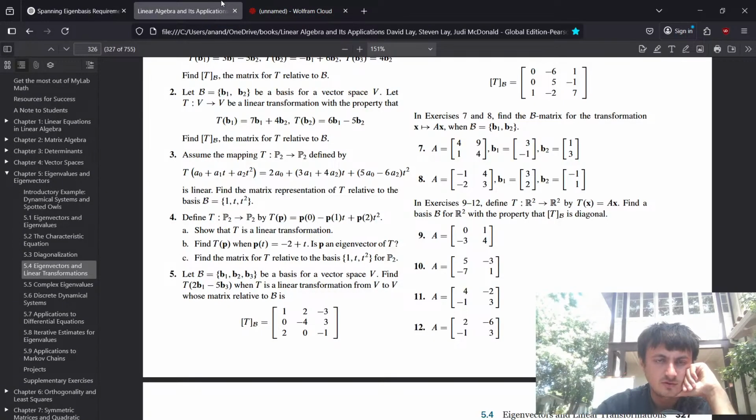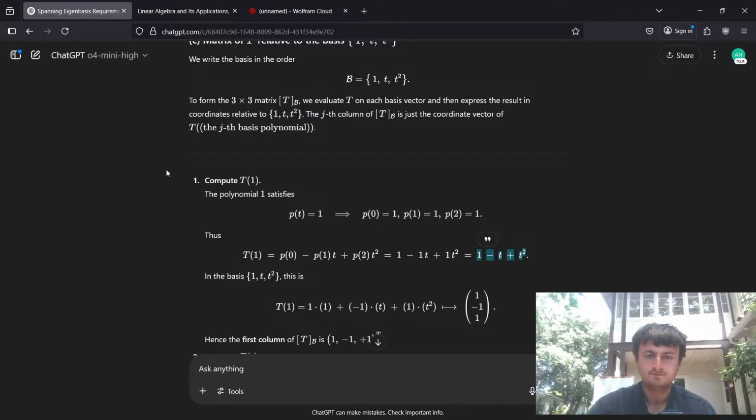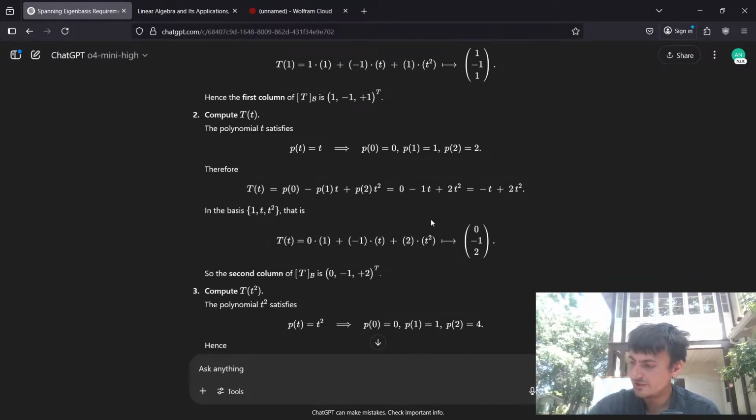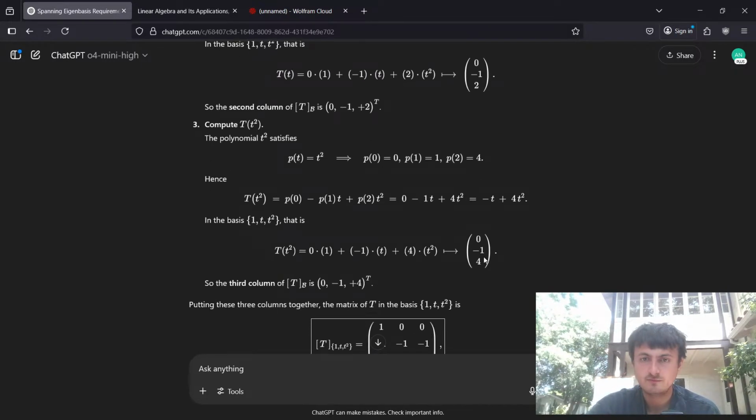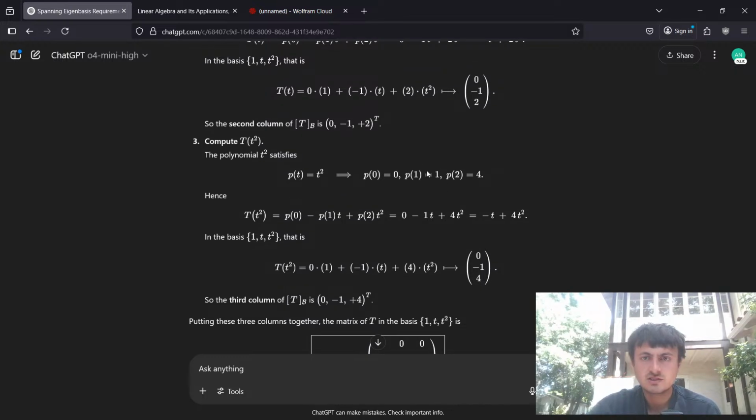How did we do this wrong? 1 replaced with 2 is just 1. Okay, yeah, so that was just a little mistake. And then here, 0 minus 1, 2. That's correct. And then I did this one wrong as well. So t squared replaced with 2, you're going to get 4. Oh yeah, p of 0. Oh yeah, okay. All right, I did this wrong.